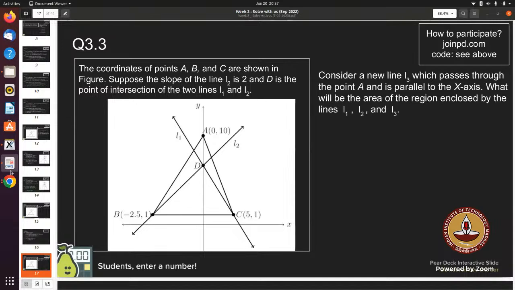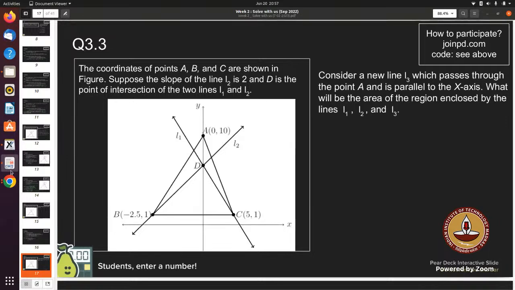So what is the equation of L3? L3 is y is equal to 10. Why? Because the slope is 0, that means m is equal to 0, so y is equal to 10. Correct. It is parallel to the x-axis, so it will be y equal to some constant, and that is 10 because it is passing through 0, 10. So what is the intersection of L2 and L3?